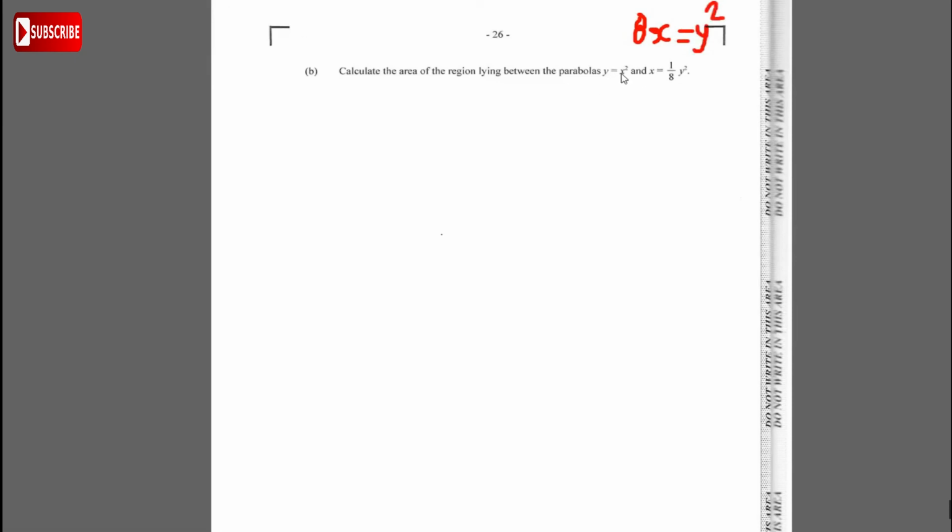Now y is equal to x squared. So if y is x squared, then I can substitute for y as x squared. So what that is telling me then is 8x is equal to, substituting for y squared as x squared, I get x squared squared, which is x to the 4. So 8x equals x to the 4. I carry that over to get x to the 4 minus 8x.